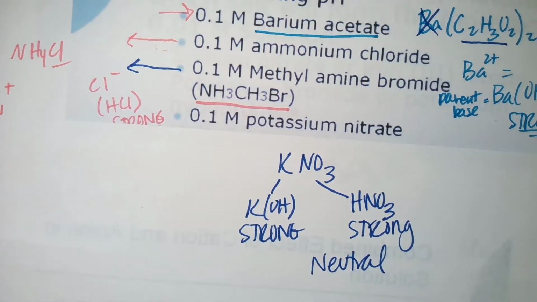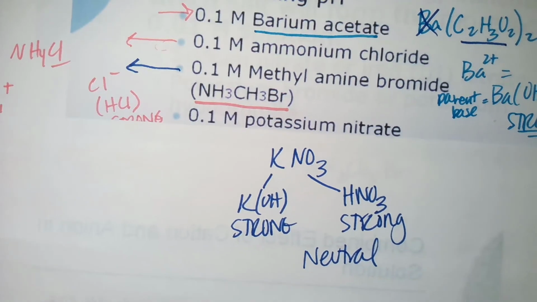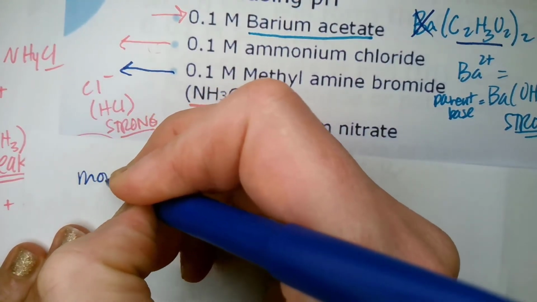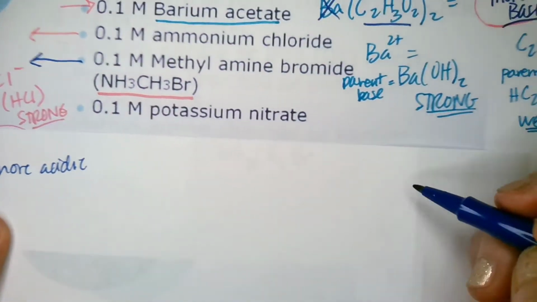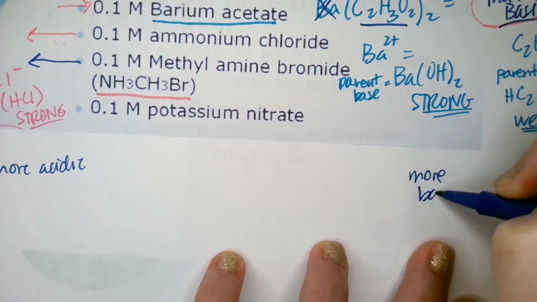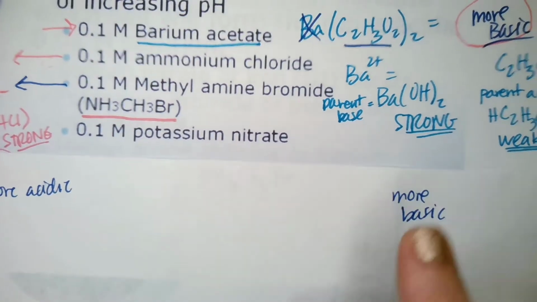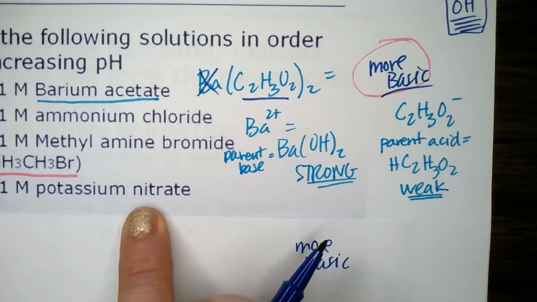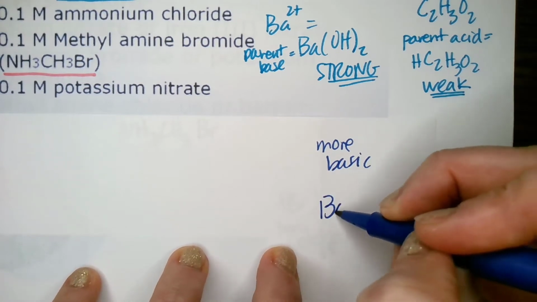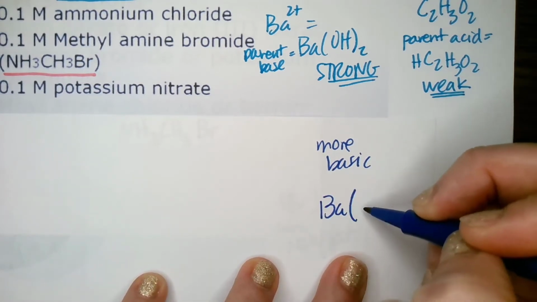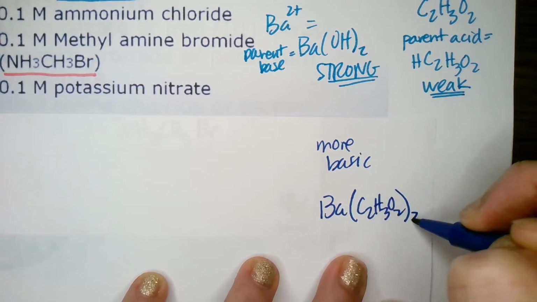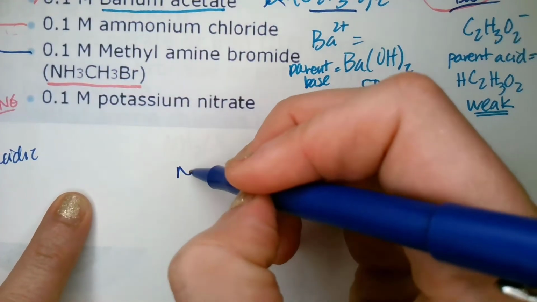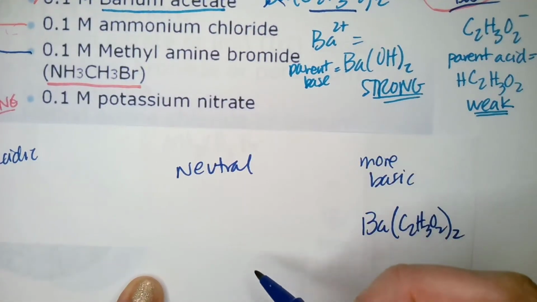So now let's look at our options here. I'm going to turn this page around so we can make our number line. We have more acidic, we have more basic, and so far we know that our barium acetate is going to be most basic of the four of these. So this is our Ba(C2H3O2)2. And then in between, more basic, more acidic, we'll put our neutral, which we said was our KNO3.